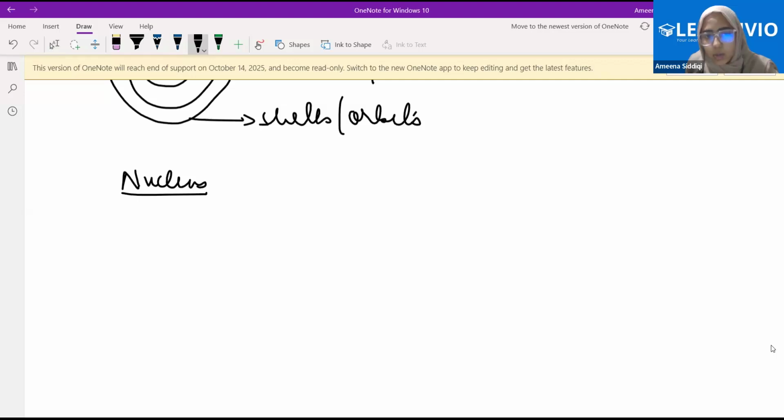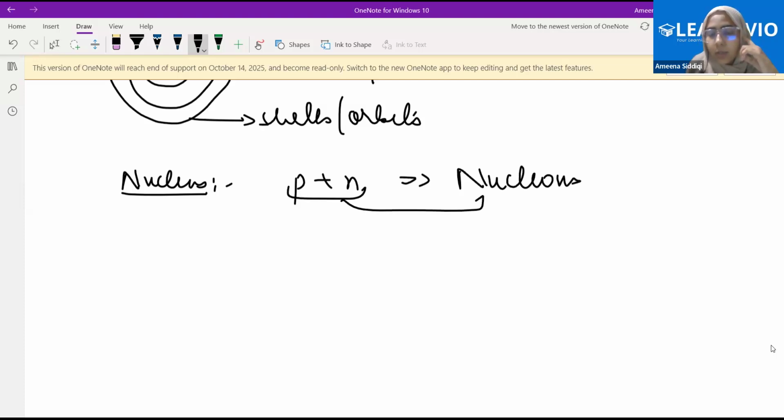Now let's talk about the nucleus. What is it that is present inside the nucleus? Protons and neutrons. Together they are called the nucleons. Nucleon simply means anything which is in the nucleus. So protons and neutrons together are called the nucleons. We'll be using this term quite often, so be clear with this term.